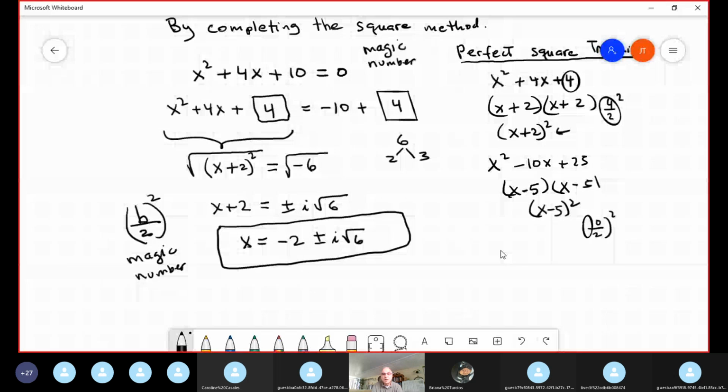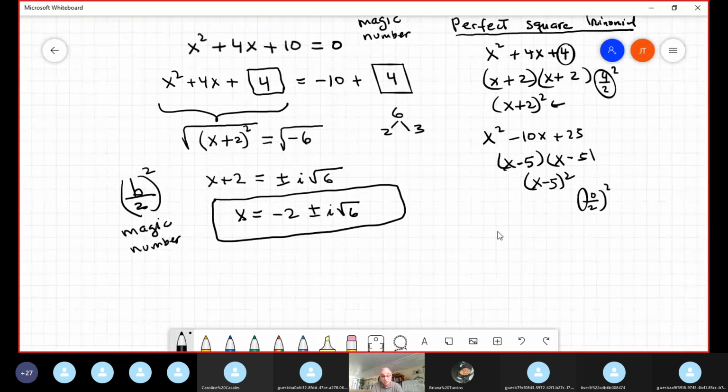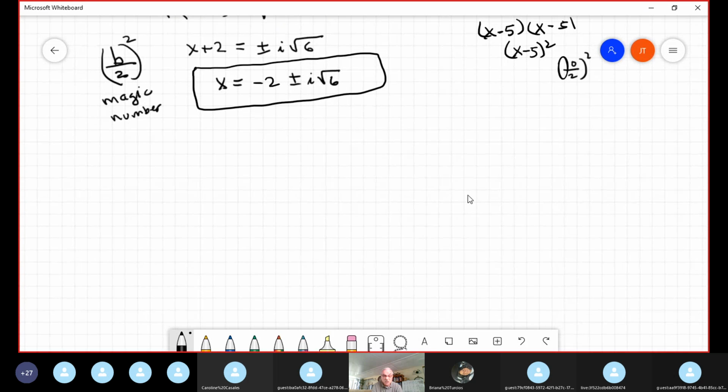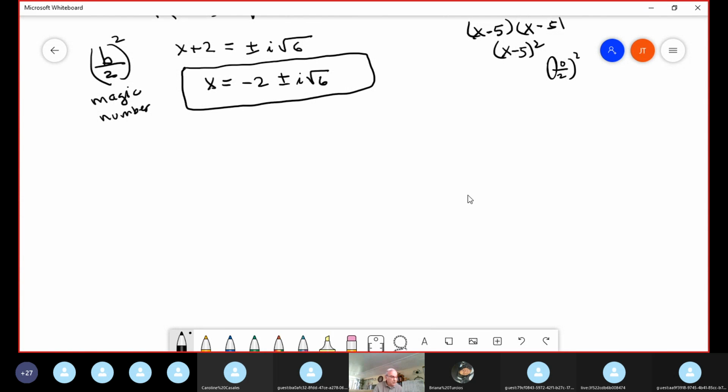This is completing the square. I know it's a little bit complicated. I don't know if you remember it or if you saw it before in your life. Do you understand? Yes or no? Don't worry, because I have two more examples, one easy and one complicated.